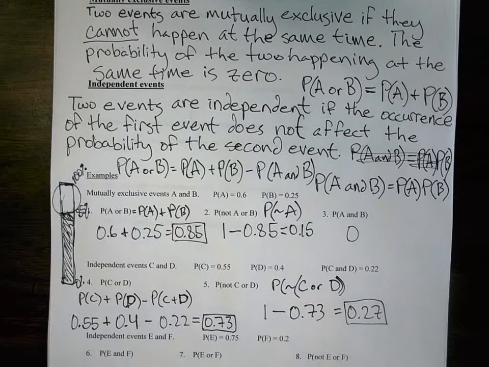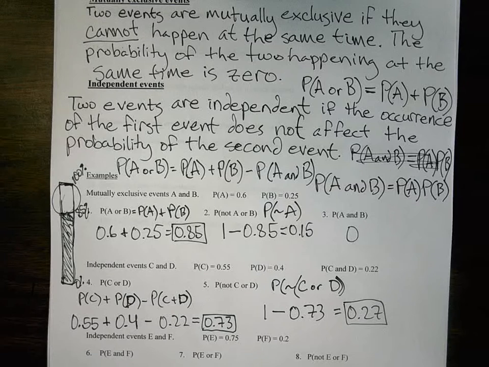Okay, so whenever you're asked the probability of not something, remember you're just subtracting the positive probability of that thing from 1, so the probability of C or D in this case, or if it was not C, you subtract the probability of C from 1. You just subtract that number from 1. So that's all you have to do there.